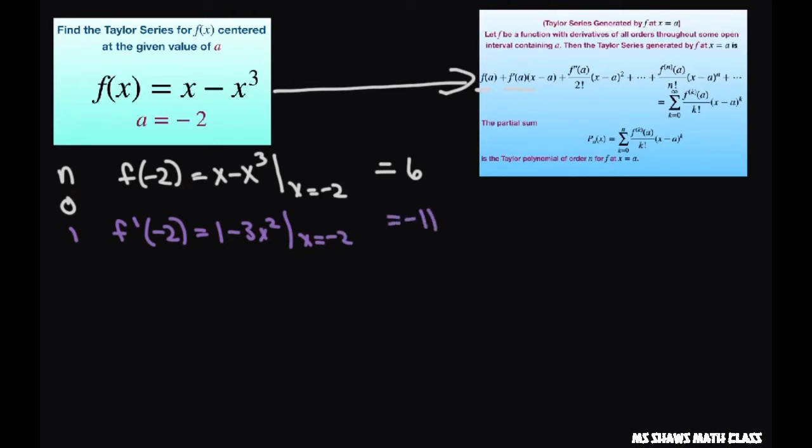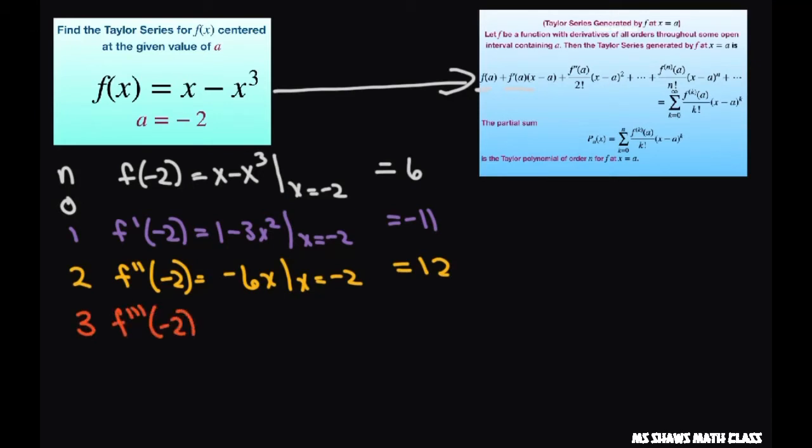And at 2, so you take the second derivative at -2, and that's going to be -6x. Evaluate that at x equals -2. That equals 12. And let's do 3. So f triple prime is -6. Evaluate that at x equals -2, and you're going to get this equals -6.